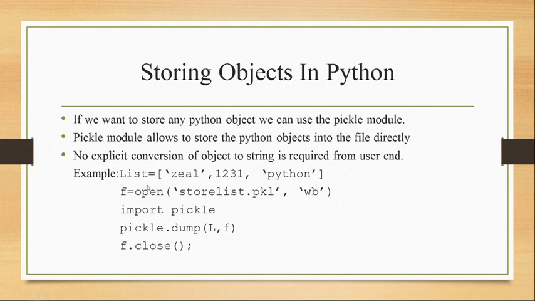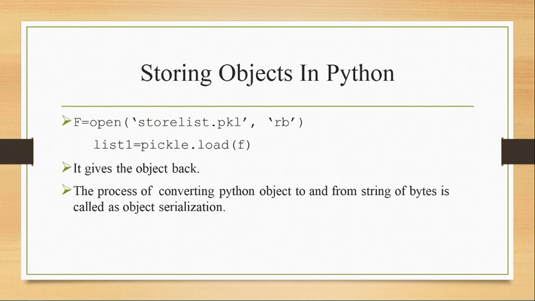See here, I have a list, and if I wish to store this list, I will use pickle. I'll import pickle and store it in the file store list.pickle. The pickle method dump is used, and it will dump the list L into the file object F. As soon as the file is closed, the data will be stored into the file in string format.